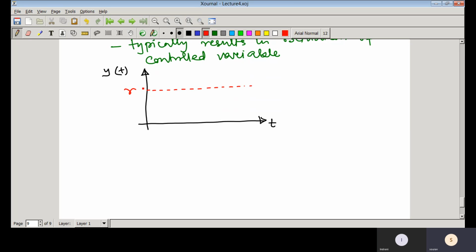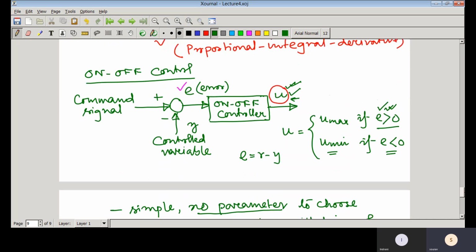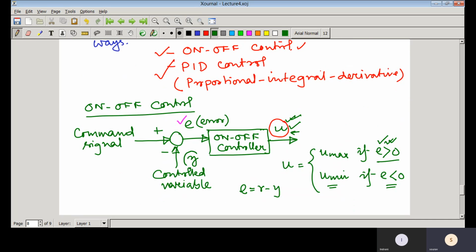So now, whenever that output is increasing like this, suppose the output is increasing like that, and whenever this y crosses that r, then you can see from here, whenever y is greater than this r, obviously that error signal becomes negative, and whenever the error signal is negative, u equal to u min.